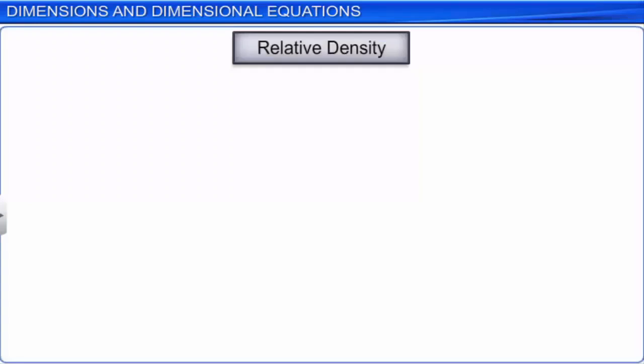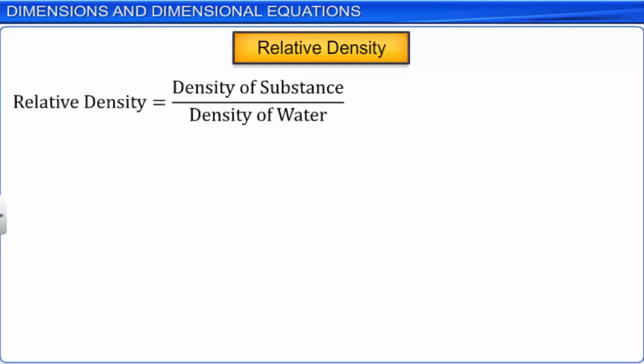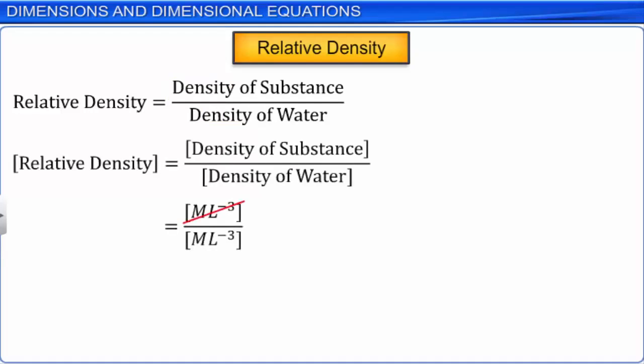For example, relative density is the ratio of the density of a substance to the density of water. As it is the ratio of 2 identical quantities, it does not have any unit. Therefore, the quantity relative density does not have any dimensional formula.